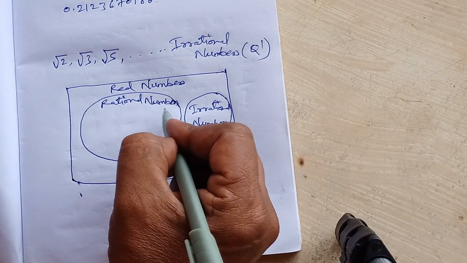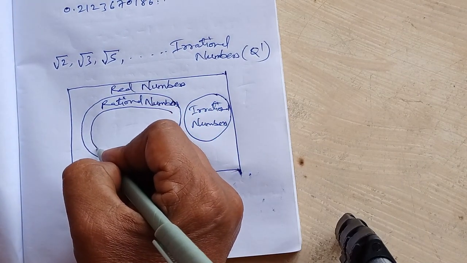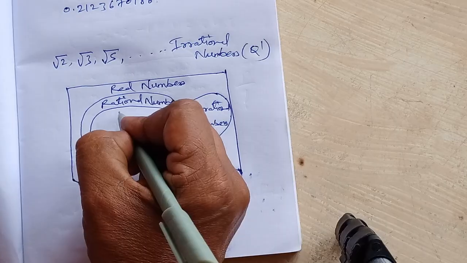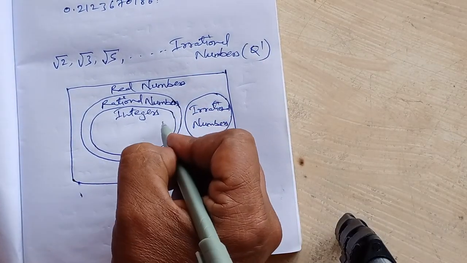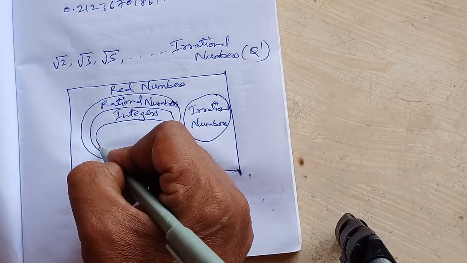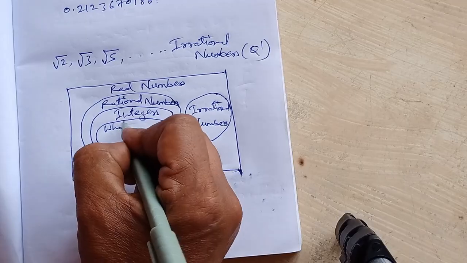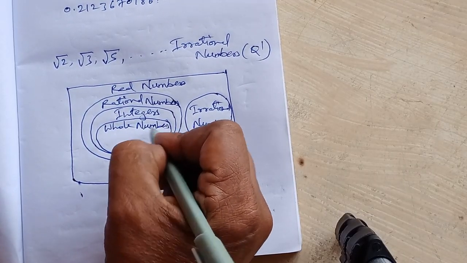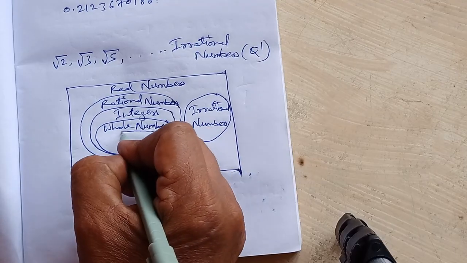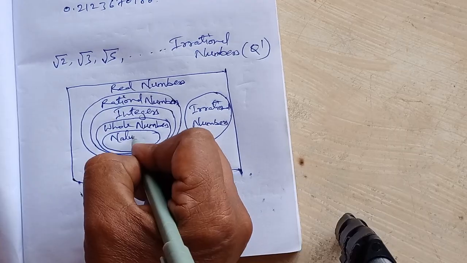And in rational numbers there are integers. In integers there are whole numbers. And in whole numbers there are natural numbers.